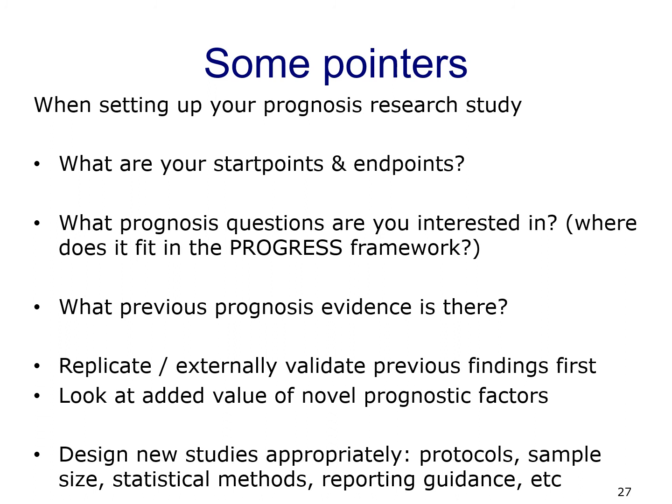What previous evidence is out there? This is a really big question to ask yourself. There's no need to develop another prognostic model when there's already 100 out there. Why not maybe try and externally validate some of those existing models? Maybe they're already good enough. If you're looking at a novel factor for its prognostic ability, then does it actually add value over and above standard easily measured variables that we know are prognostic already? So build on previous research.